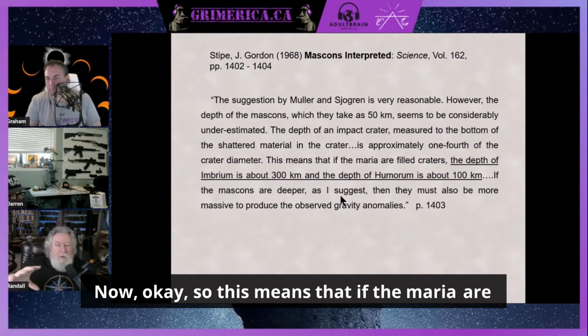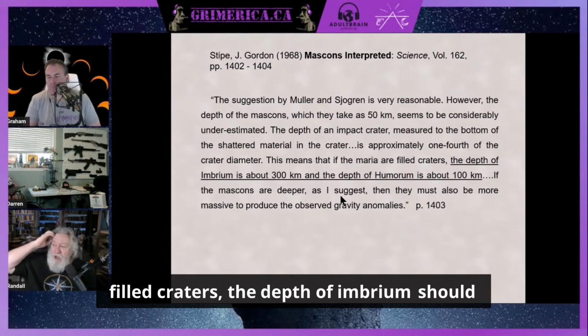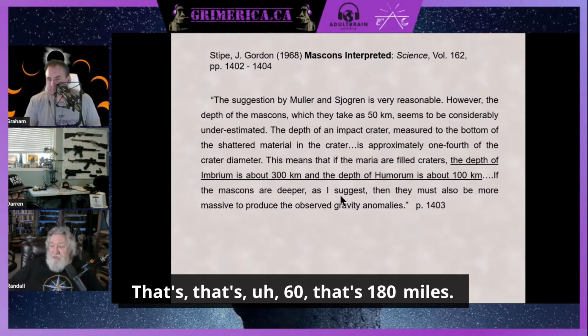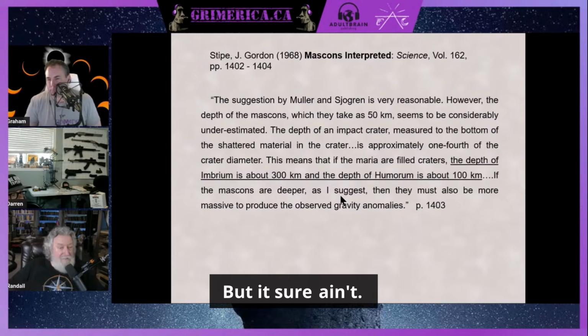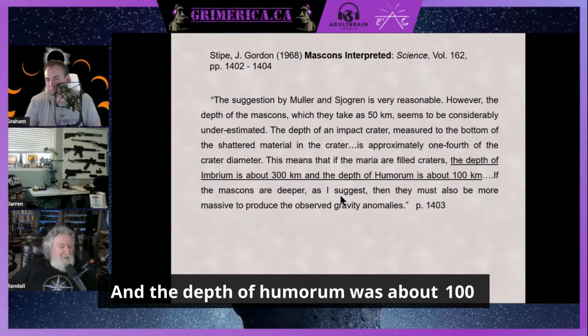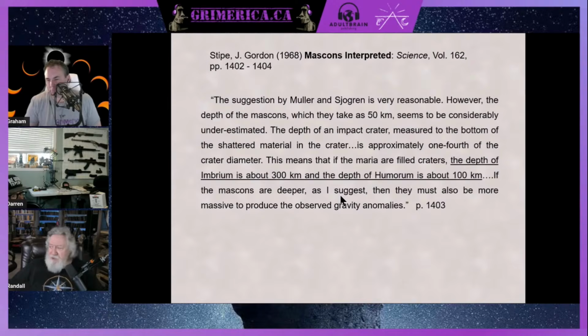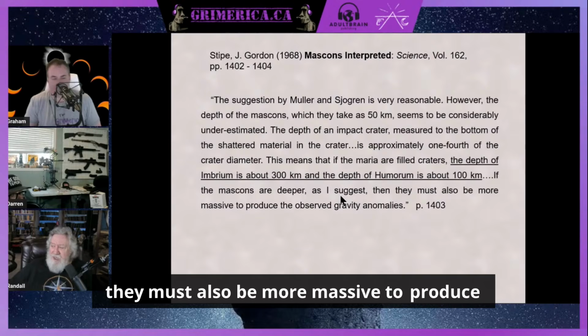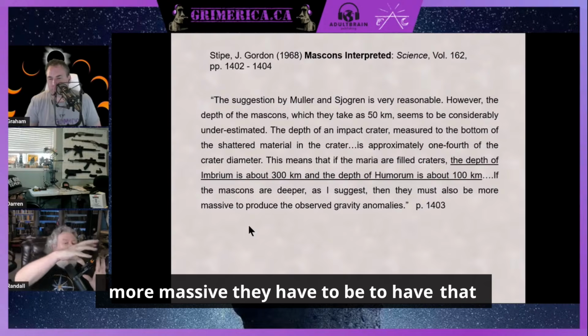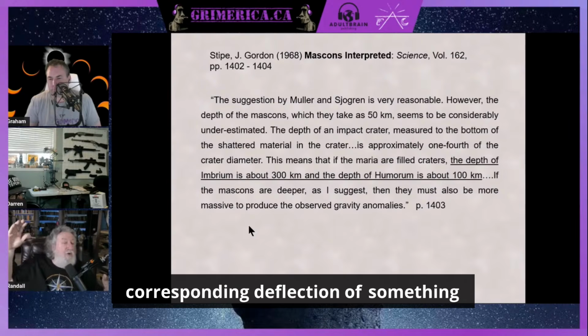Now, okay, so this means that if the Maria are filled craters, the depth of Imbrium should be about 300 kilometers. That's 180 miles, but it sure ain't. In fact, it's not any deeper than about 3 or 4 miles. And the depth of Humorum was about 100 kilometers, which would be about 62 miles. "If the Mascons are deeper, as I suggest, then they must also be more massive to produce the observed gravity anomalies." So in other words, the deeper they are, the more massive they have to be to have that corresponding deflection of something flying over it.